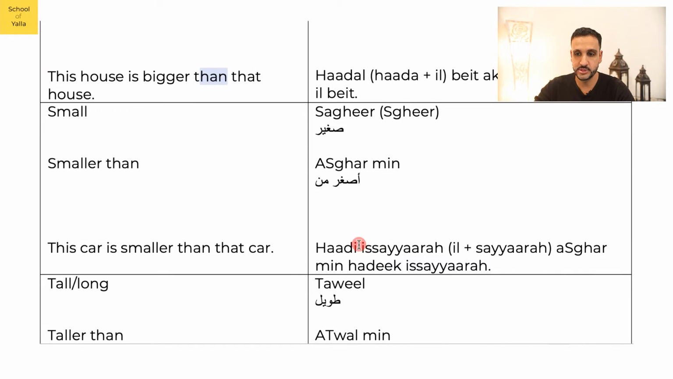هذه السيارة. Notice here I'm using هذه because هذه is for feminine nouns. هذا is for masculine nouns. This is, of course, in MSA.